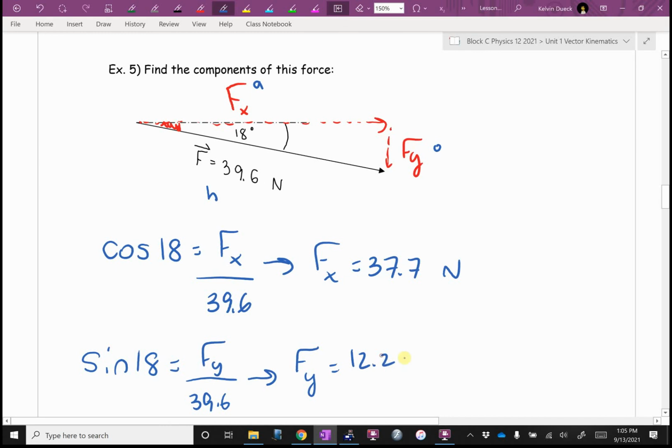Mr. Dewick, it's pointing down. Shouldn't I call that like negative 12? You know what? The negative is in my diagram. I would clue in that it was pointing down.